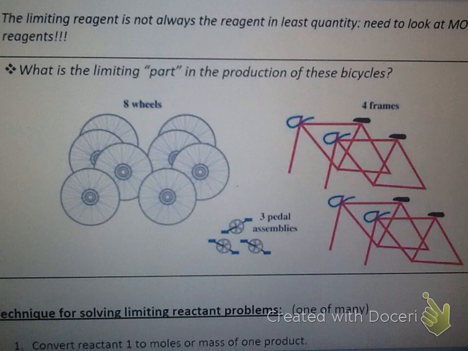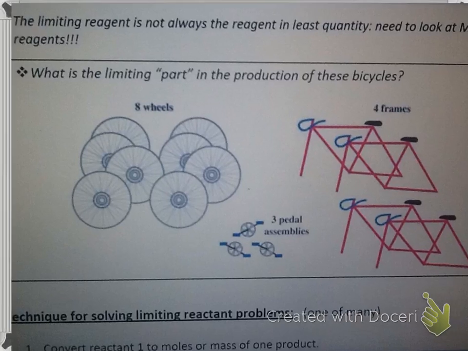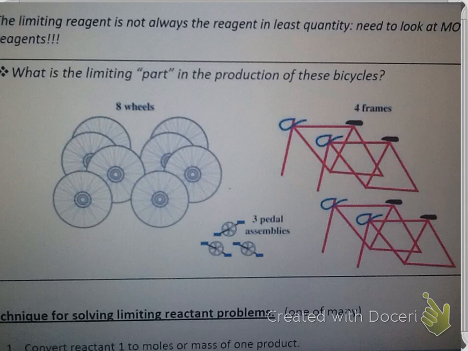Okay, so actually I lied. Before we start, let's look at this problem, because this is one that your book gives and I really like it. It says, what is the limiting part in the production of these bicycles? So let's say you're making a bicycle. We've got 3 different parts here. The first part we have given are the wheels. We've got the wheels, we've got the frames, and we've got the pedal assemblies.